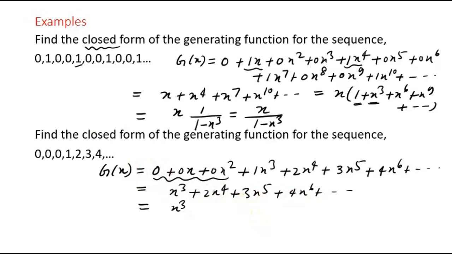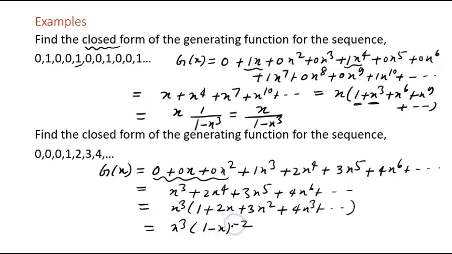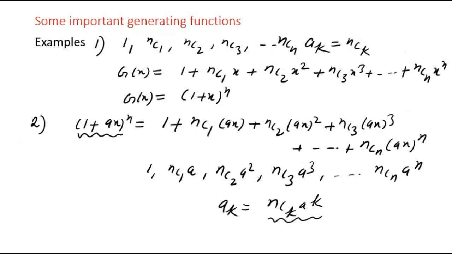So basically this will be what? x cube (1 plus 2x plus 3x square plus 4x cube and so on). Now how to write this in the closed form? And I think you must have seen the previous part of this lecture, where I told you that this is nothing but x cube and (1 minus x) to the power minus 2. If I can show you somewhere, I have written this in this presentation itself.